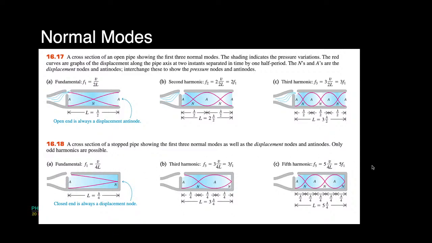If you do a more critical analysis, you will find that this is 2 times F1 and this is 3 times F1. While here F1 is V by 4L, this is 3 times F1 and this is 5 times F1. So these are the normal modes of vibration that we have learnt, firstly I think in 12th standard, and it was there last year as well. So if you have left it as an option, one reading would be sufficient.